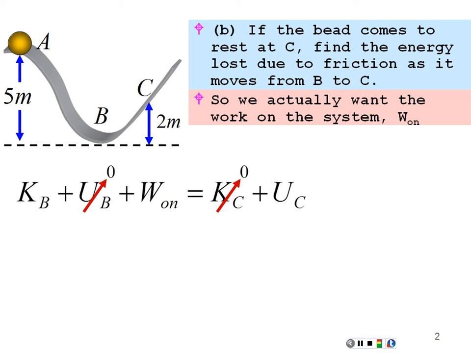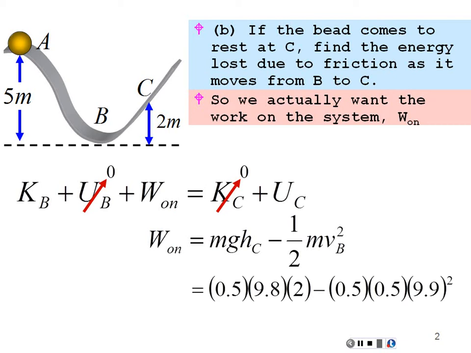We're going to subtract the kinetic energy from B from both sides, and we have the work along the way is equal to the potential energy at C, mg, height at C, minus the kinetic energy at B, 1/2 mass times velocity at B squared. We know all the terms, so we can put our numbers in. Our mass is 0.5 kilograms, g is 9.8, the height at C is 2 meters, and then in the second term we have 1/2 times the mass, and our velocity at B was 9.9 meters per second, squared.